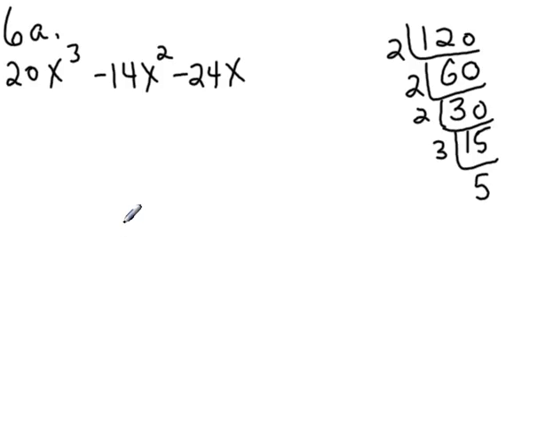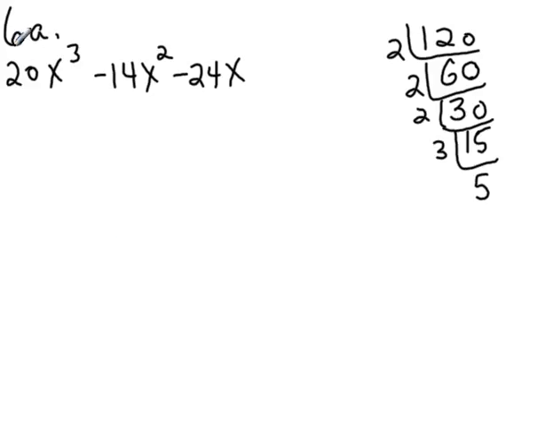Good morning. I'm now going to work through problem 6A on the semester exam review. The problem is asking us to factor 20x cubed minus 14x squared minus 24x. Remember that the first question that you ask yourself on every factoring problem is, does the problem have a GCF?